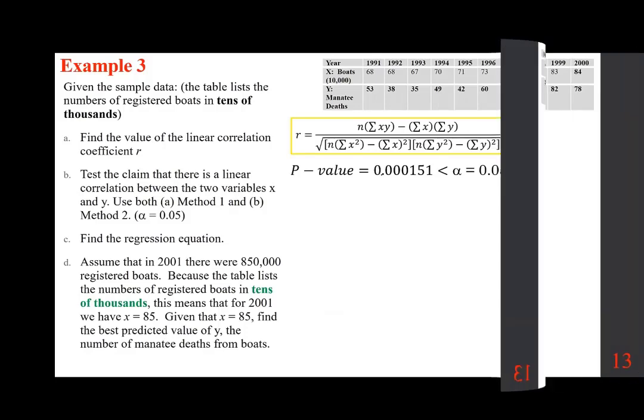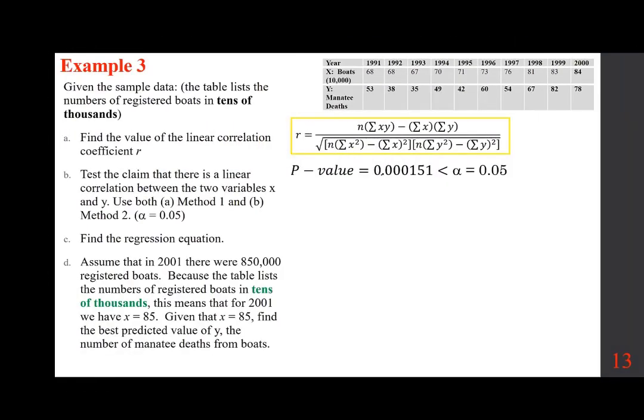All right. Let's look at another example. Example 3. Given the sample data, the table lists the number of registered votes in tens of thousands. A. Find the value of the linear correlation coefficient r. B. Test the claim that there is a linear correlation between the two variables x and y. Use both method 1 and method 2. Alpha is 0.05. C. Find the regression equation.